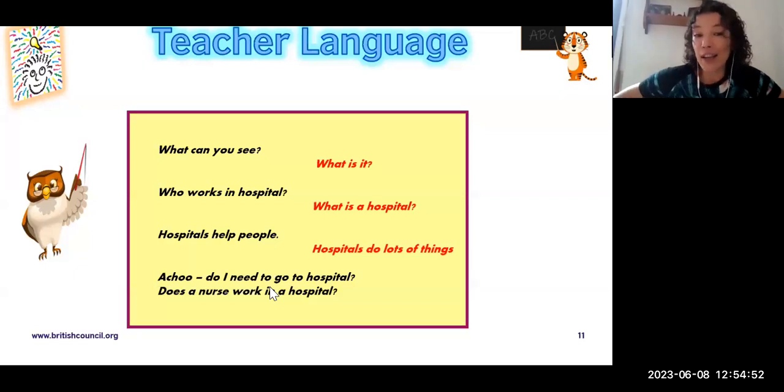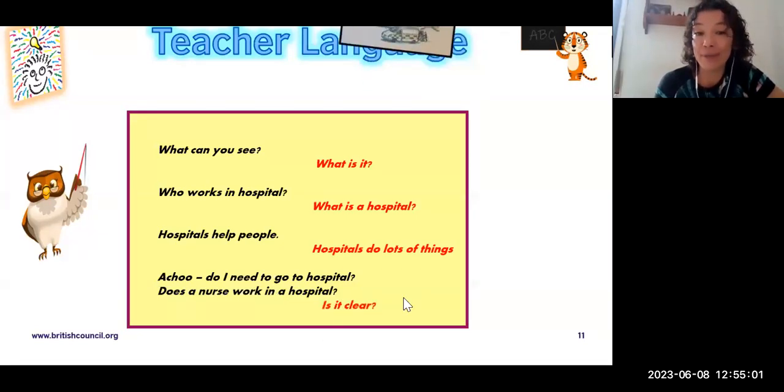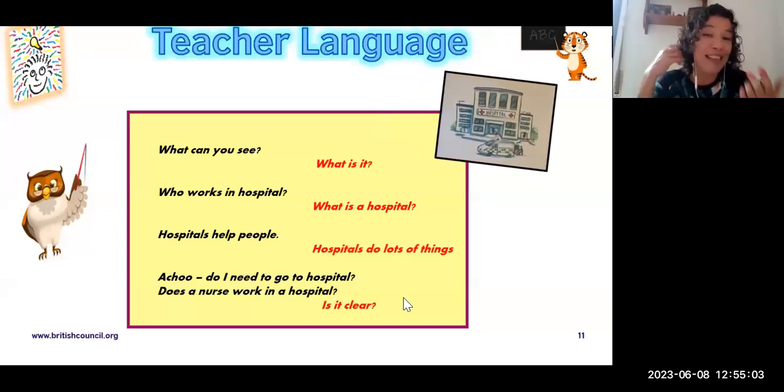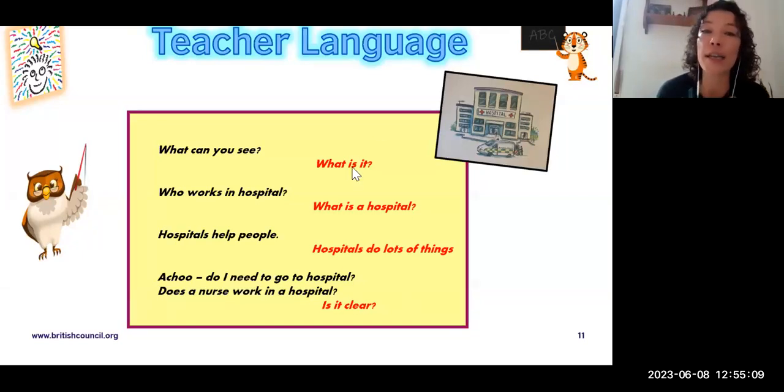And then finally, the last two, where I had the achoo, do I need to go to hospital? Does a nurse work in a hospital? Those were my two concept checking questions, instead of saying, is that clear? And everyone goes, yes, yes, teacher. Whereas really we need much more targeted questions to check the meaning.